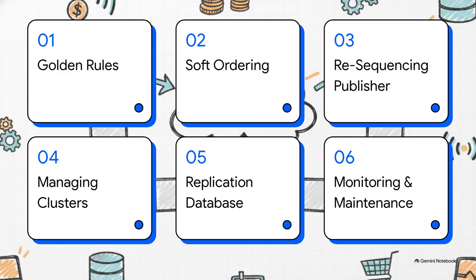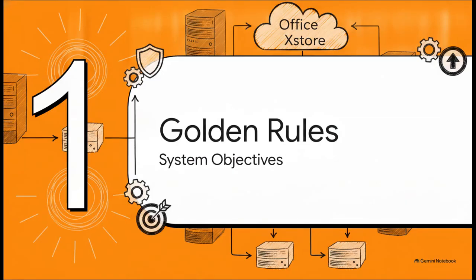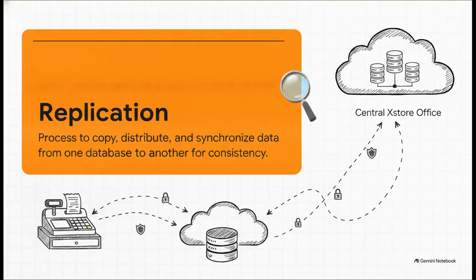Let's get started. Section 1. The Golden Rules of Replication. Let's establish exactly what this system is built to achieve before we start looking at the actual code and database tables. This foundational definition really perfectly sets the stage for our architectural blueprint.